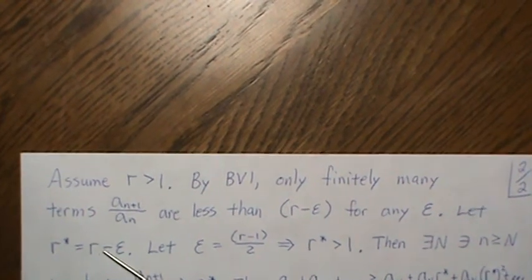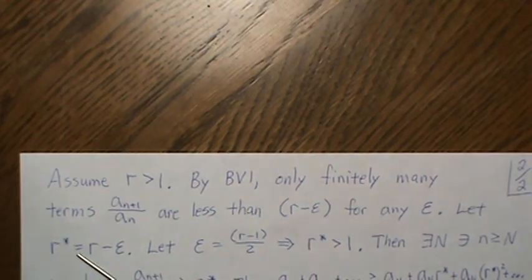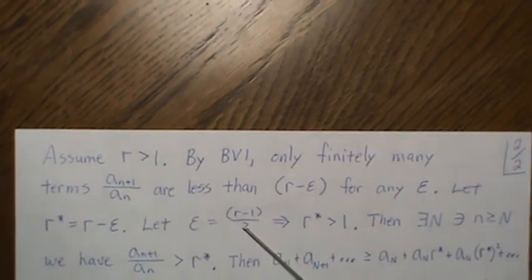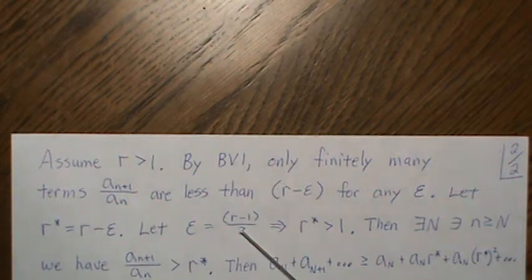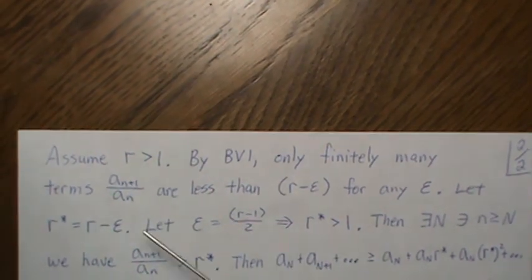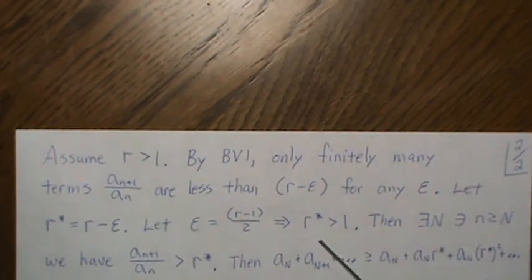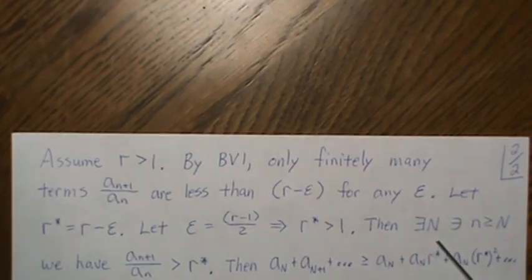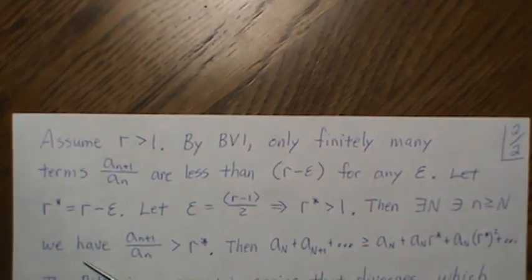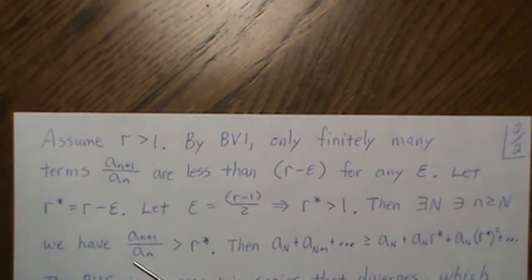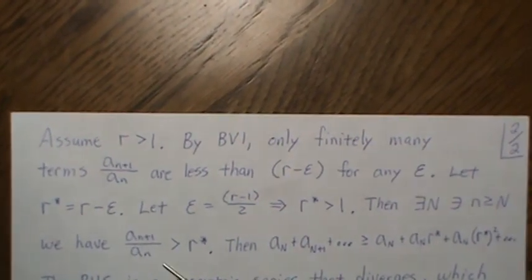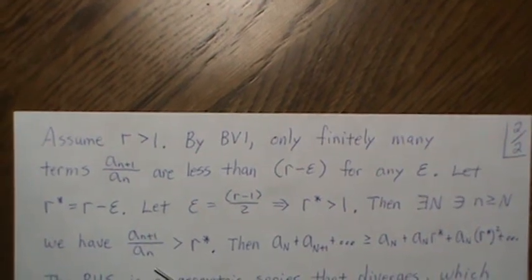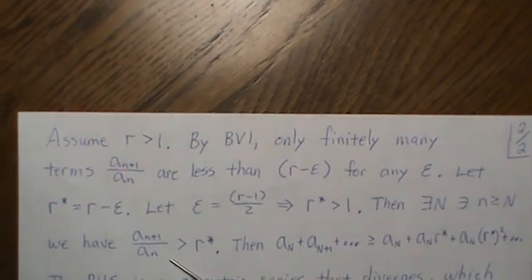And so we let R star be this, and then we let epsilon be half the distance between little r and 1. So that when you plug that into this, we still have R star greater than 1. So then there exists an N such that for little n greater than N, we have all the terms, once we get past this big N, are bigger than R star. And that's by definition of a limit supremum.